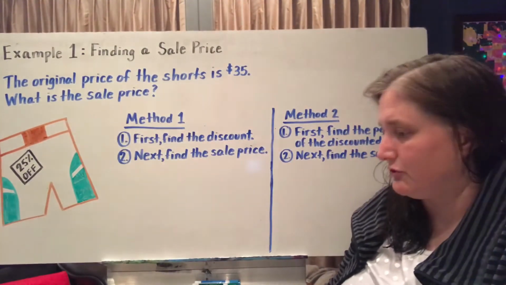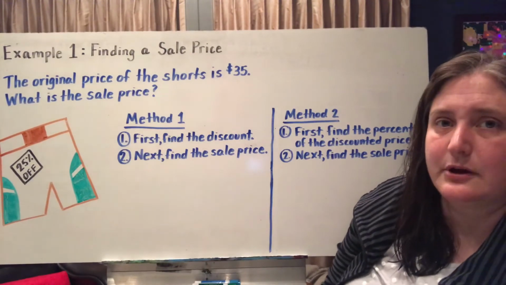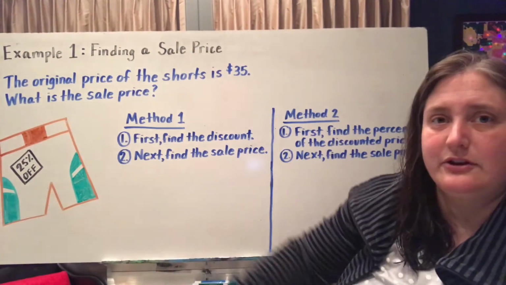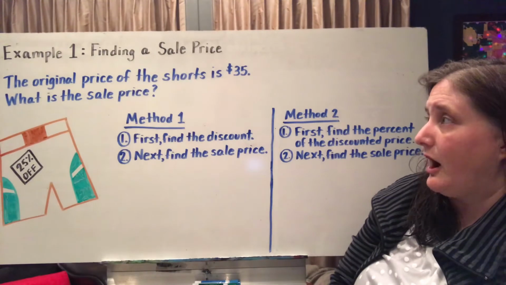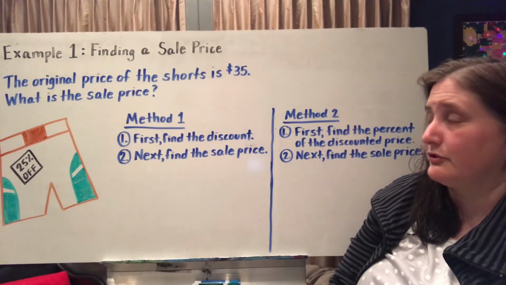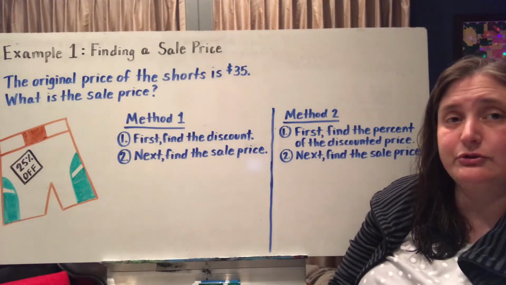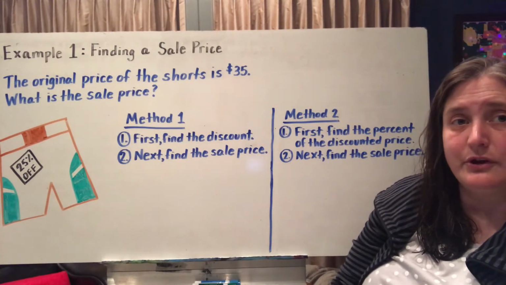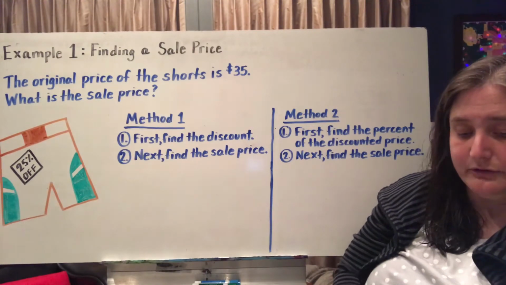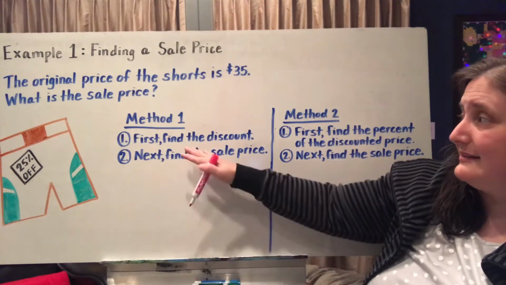So let's start by trying to find a sale price, a discount. So here we've got some shorts, and these shorts are 25% off. So we want to know if the original price is $35, what is the sale price going to be? There's two different methods that we can use to find our sale price. So the first method would be to first find the discount.